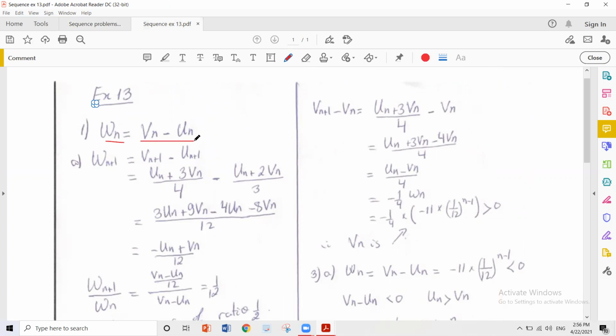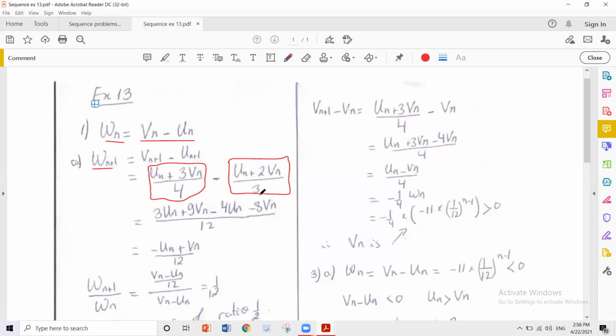Wn equals Vn minus Un. For Wn plus 1, we replace each n by n plus 1. It will become Vn plus 1 minus Un plus 1. Vn plus 1 is given by (Un plus 3Vn) over 4, and Un plus 1 is defined by (Un plus 2Vn) over 3.